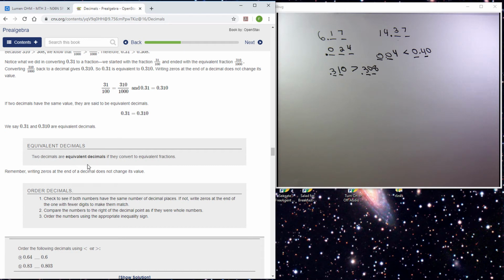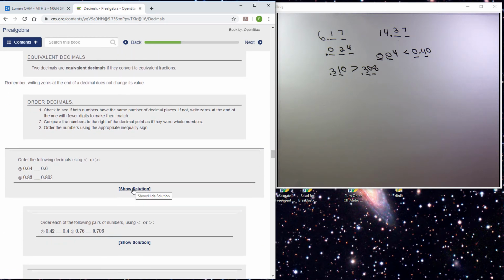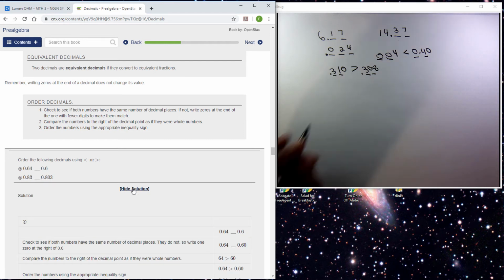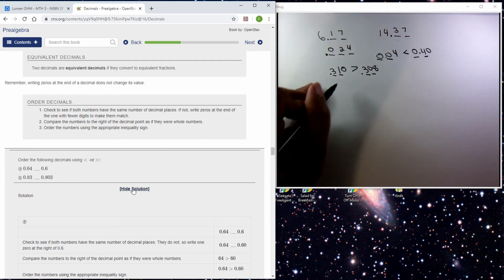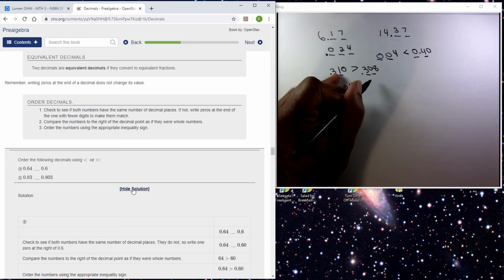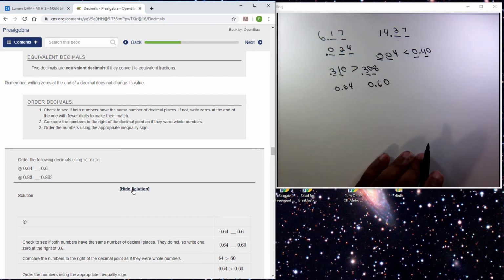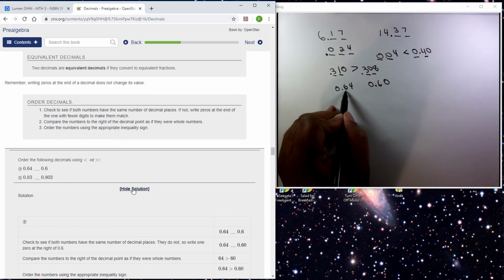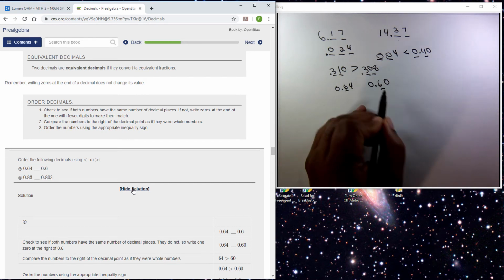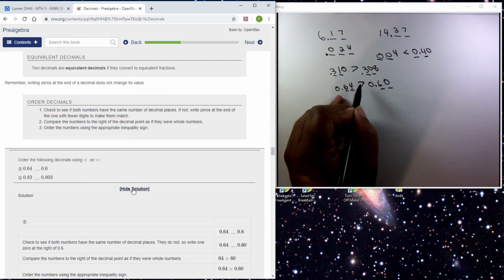Now, two decimals are equivalent if they simplify to the same thing. Now, this one they want us to check the order of the following decimals. So for this one, they have 0.64, and the other one is 0.6, and I'll add a 0 here so they have the same place. So when I start comparing, I notice that that's a 6 and that's a 6 and they're the same. Look at the hundredths place and I see that that one's larger, so that decimal's larger.